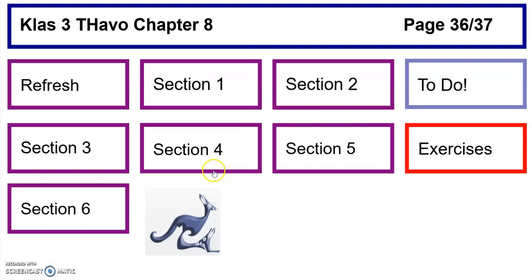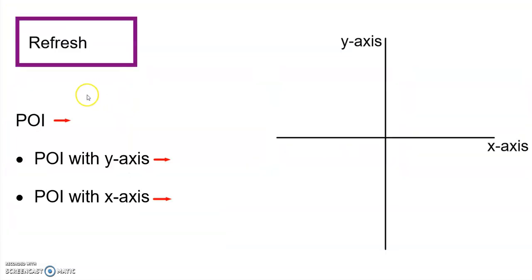Hello, in this video we are going to take a look at the refreshed section of chapter 8. So first we're going to take a look at POI, and those are the points of intersection. What's really important sometimes is that you will be able to calculate the points of intersection with the y-axis.